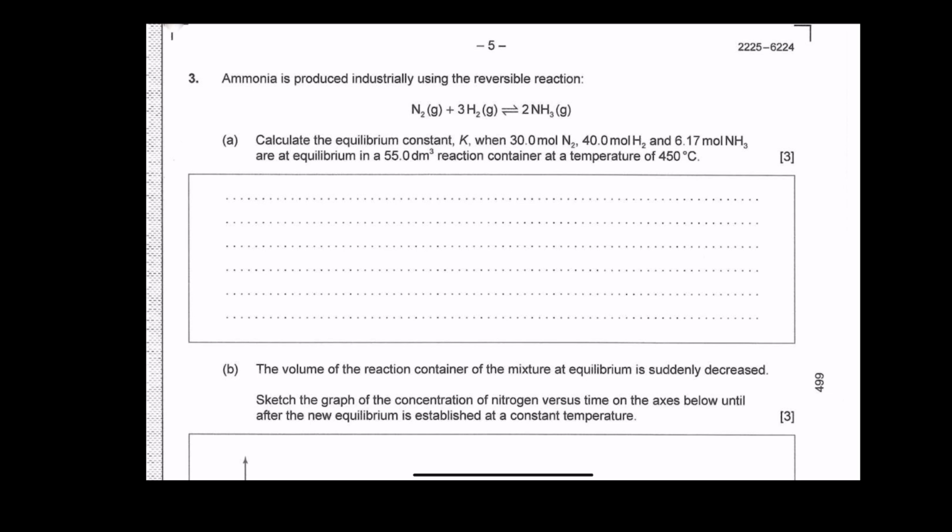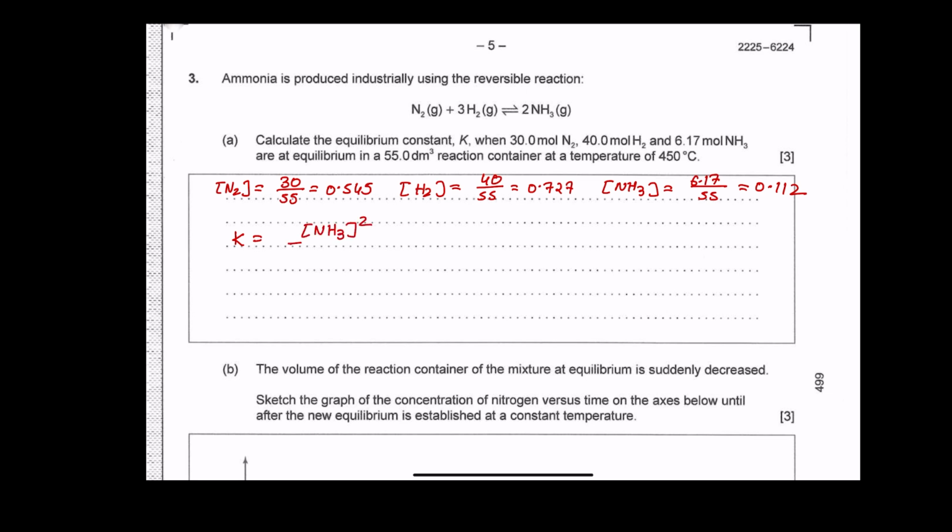Now we have to find the equilibrium constant. Moles of nitrogen, hydrogen, and NH3 are given, and the volume of the reactor is also given. So we'll find the concentration. Concentration of N2 would be 30 divided by 55, 0.545. Concentration of H2 would be 40 divided by 55, which is 0.727. And concentration of NH3 would be 6.17 divided by 55. It's 0.112.